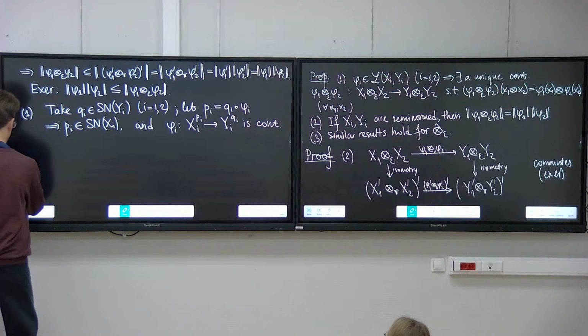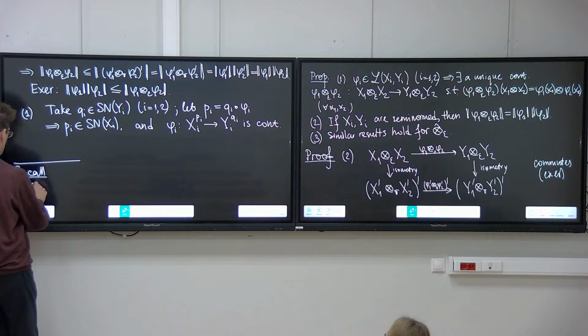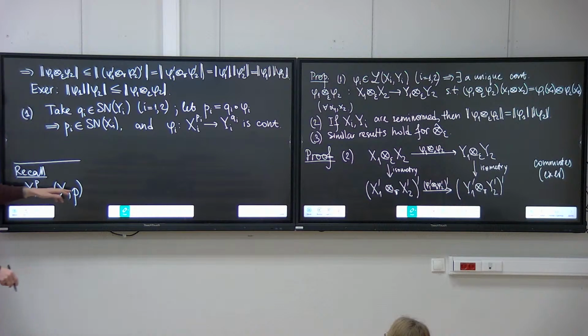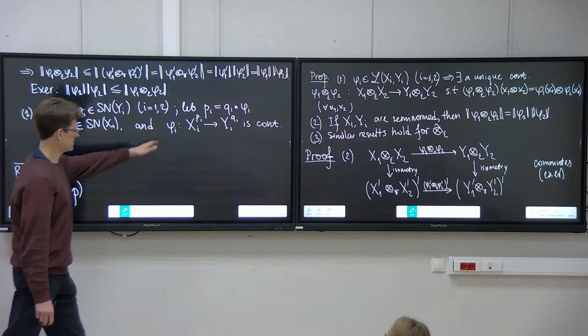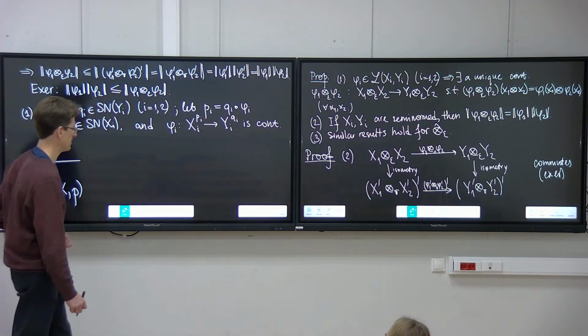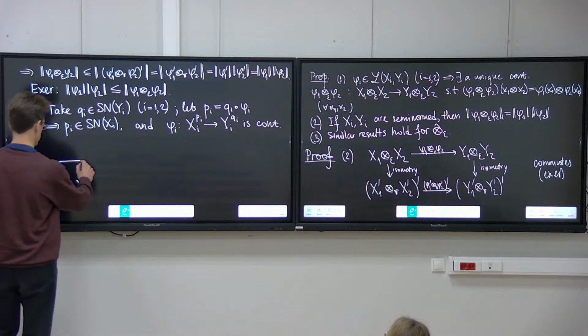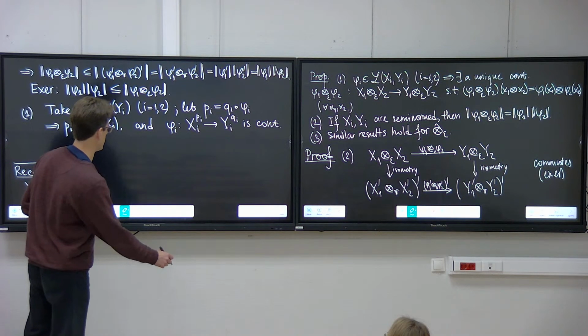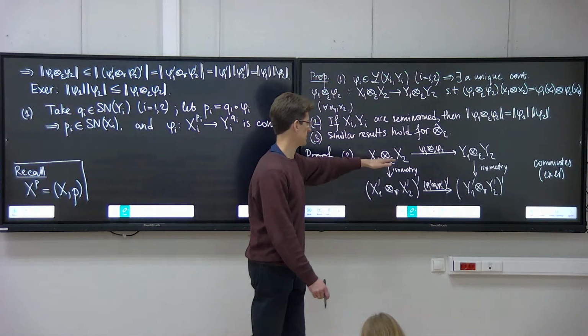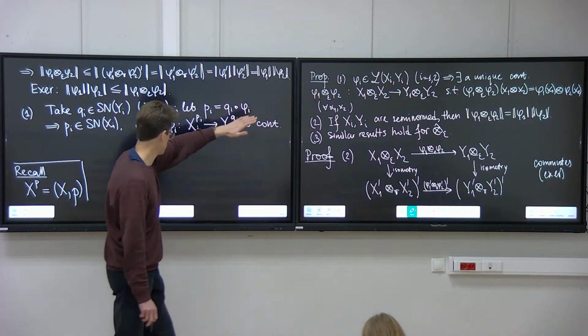So let's recall that x with a superscript p is our short notation for x equipped with the seminorm p. So if we forget about all other seminorms, remember only about p, and consider x as a seminorm space. So this is obviously continuous for trivial reasons. This is just an isometry with respect to this pair of seminorms. Okay, but we already know from part 2 that our result holds for seminorm spaces.